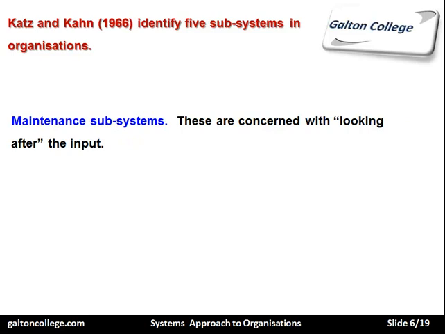Then we've got the maintenance subsystems. These are concerned with looking after the inputs. The maintenance subsystems are looking after the inputs in the form of looking after the production system, looking after the premises, looking after the routines of the business, and making sure that all of the business, the communication systems, the production systems, and so on, all of these are running smoothly and efficiently.